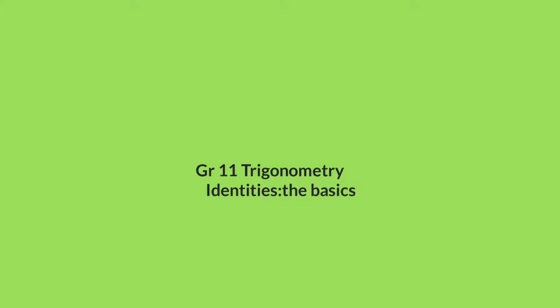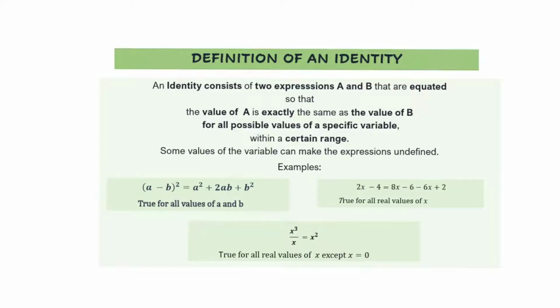This video discusses the basics of trig identities. Okay, so what on earth is an identity? Well, an identity consists of two expressions, A and B, that are equated, so that the value of A is exactly the same as the value of B for all possible values of a specific variable within a certain range. Wow, what a lot of stuff that is. Let's look at a basic identity.